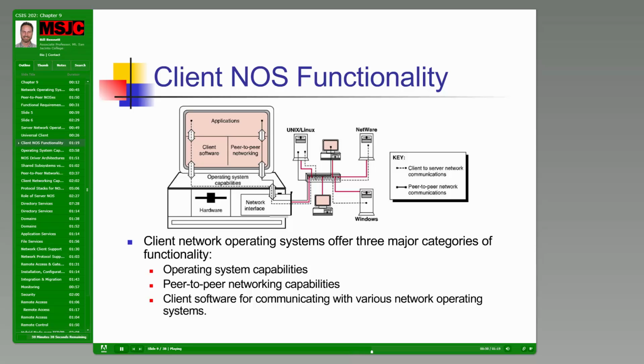So certainly when you look at a client network operating system, you're looking at various capabilities that that operating system has in relation to the client's needs. And you're still going to consider, as I say, perhaps the peer-to-peer networking capabilities. For instance, they might be using instant messaging so that they can communicate across the network. And then also, of course, the client software for communicating with all the various network servers that are existing out there on the network.